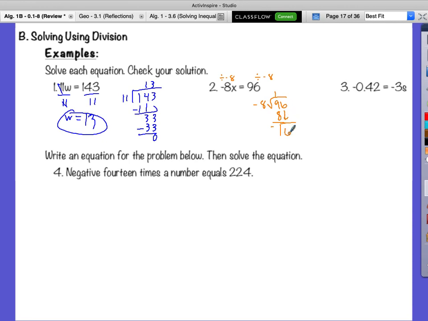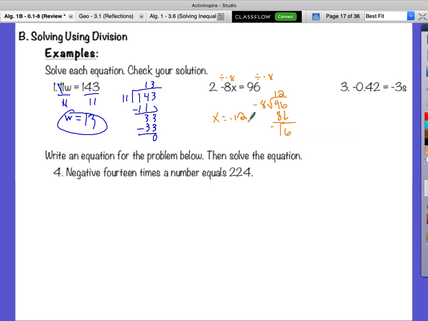Bring down the 6. 8 goes into 16 twice. And x equals negative 12. Very good. Why is it a negative again? Because negative times positive equals negative.